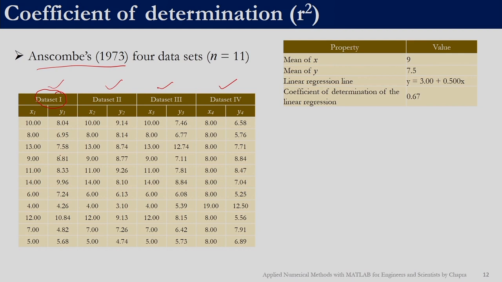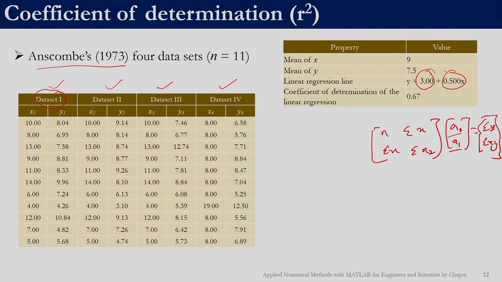So we can actually do a linear regression. We can find n, sigma x, sigma x square, a naught, a 1, and sigma y, sigma x y for the first data set, and we can calculate a naught and a 1. You can try it. If you calculate a naught and a 1, it will be 3 plus 0.5, so that is the line for this. And once we have this, we can also calculate the R square value. R square value for this would turn out to be 0.67, and the mean of y is 7.5 and the mean of x is 9.